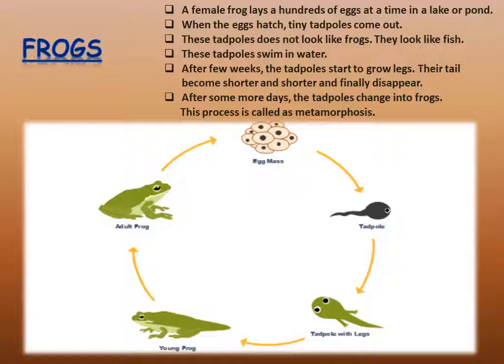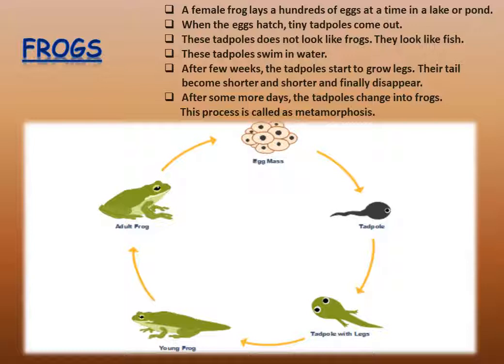How many eggs will a chicken lay at a time? Only one. But in frogs, hundreds of eggs can be laid at a time. It will just put them into a lake or pond. Then, once the eggs hatch, tiny tadpoles will come out.